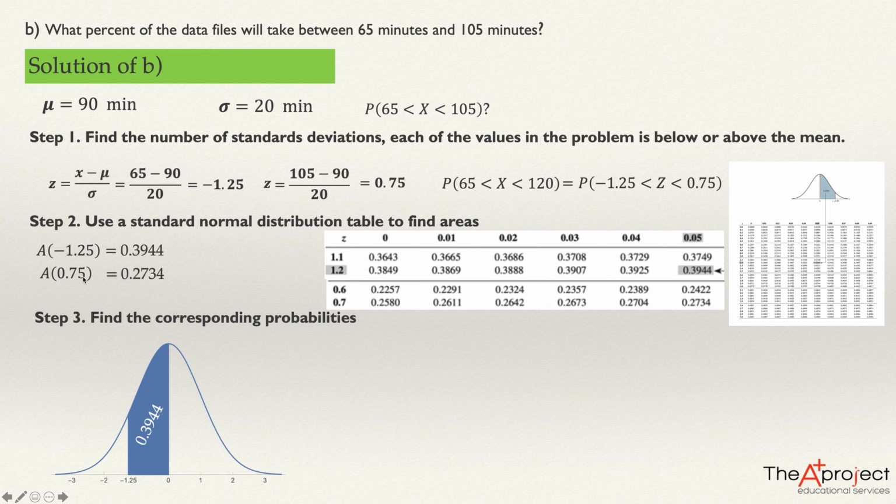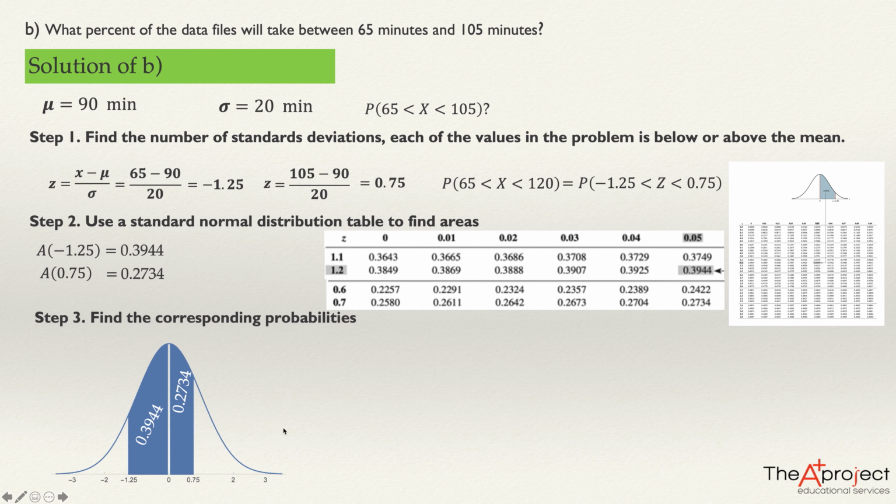Now the 0.75 will be at the right, like here. The area that the table gives me for 0.75, 0.2734, will be an area at the right, like this. So I notice that if I want to know all the area between negative 1.25 and 0.75, from here to here, I will need to add both areas.